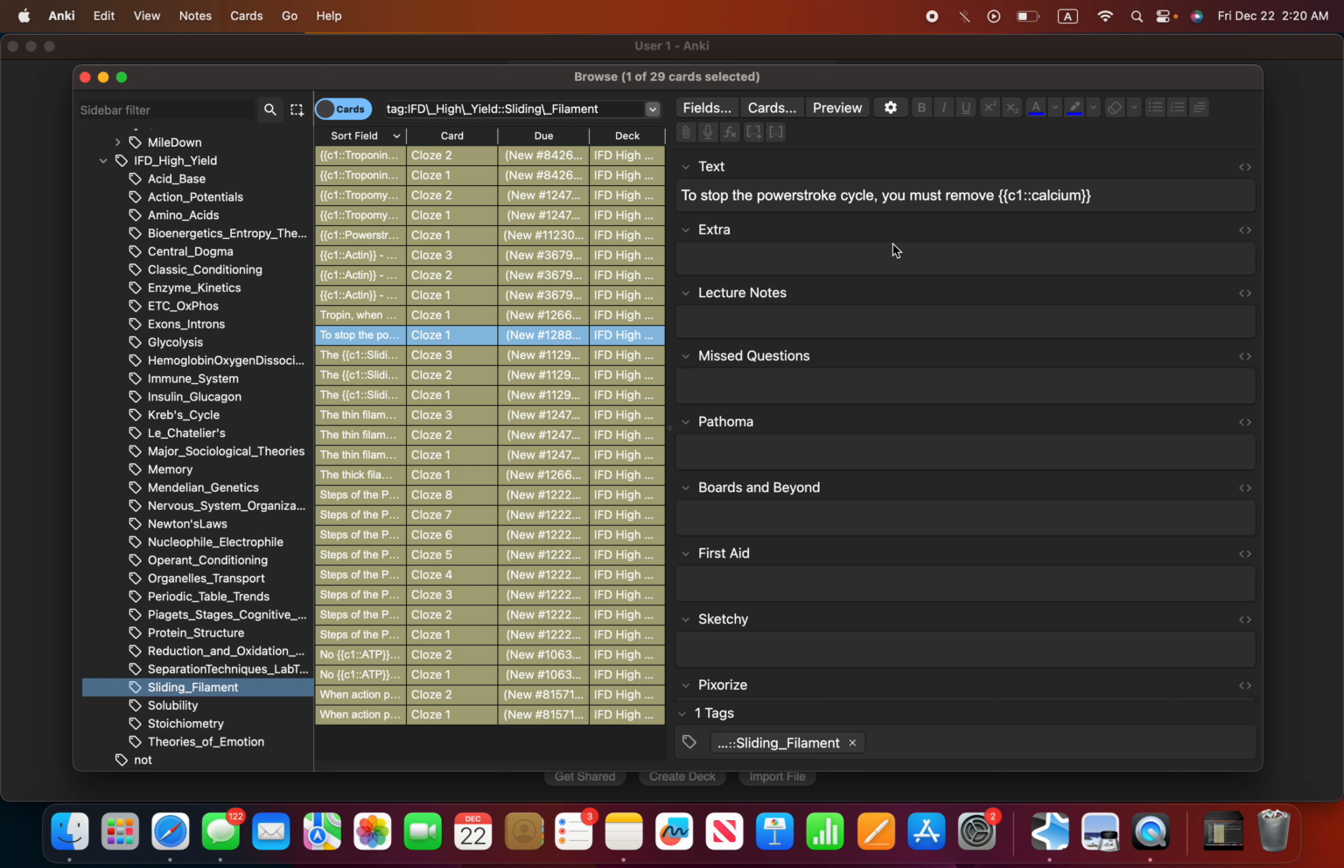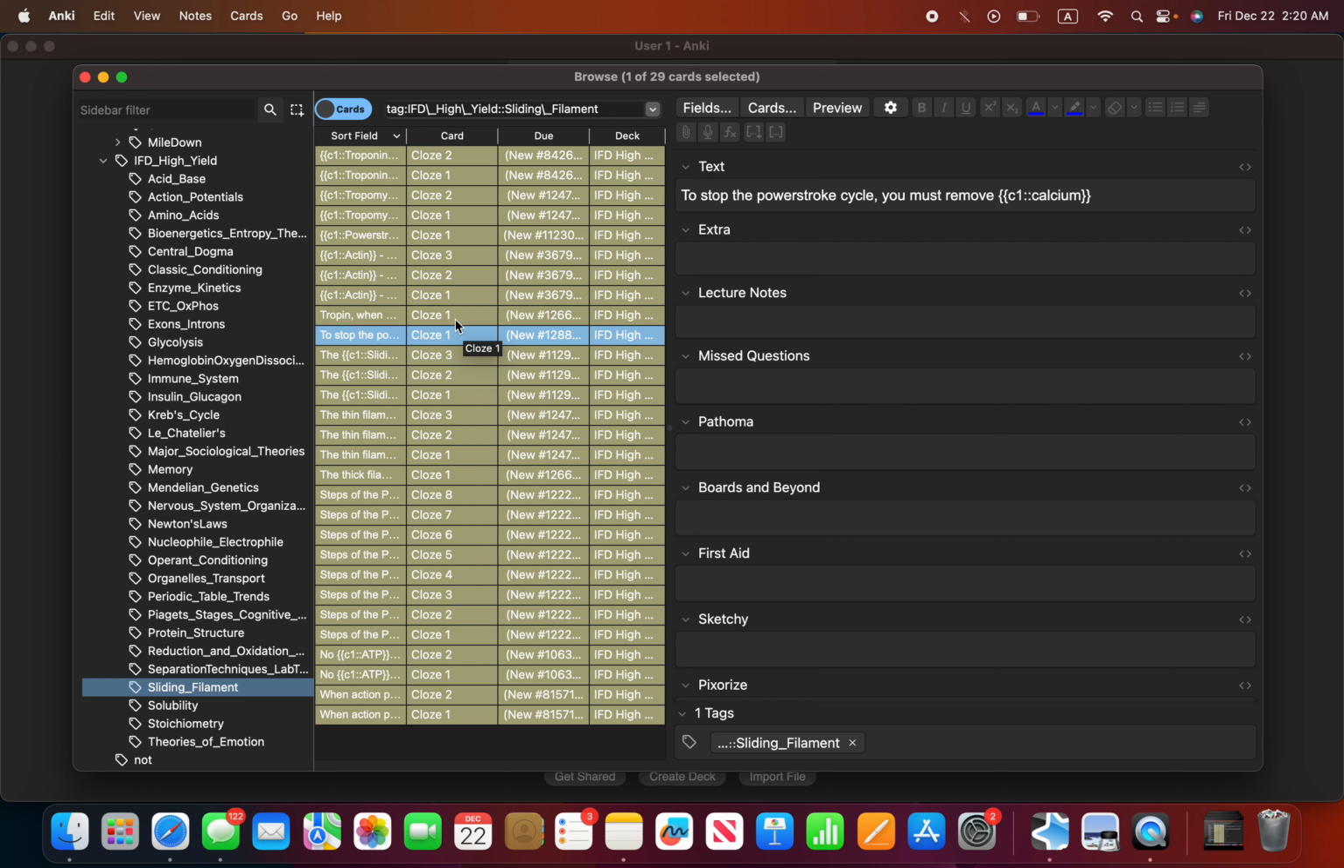It does make sense on the first glance, because when you don't have the calcium, the troponin is not binding to anything. So the tropomyosin is bound to the actin filament, and it prevents it from moving.